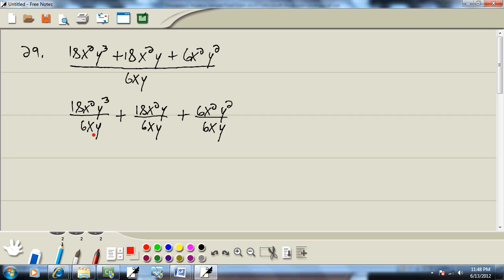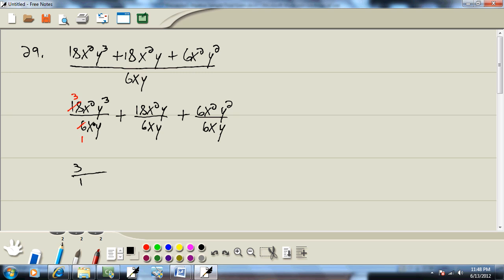Now at this point you want to simplify each one of these. Number-wise, 18 and 6 are both divisible by 6. 6 divided by 6 is 1. 18 divided by 6 is 3. Let's do this first fraction. So I got 3 over 1.